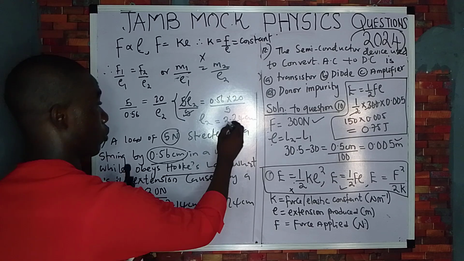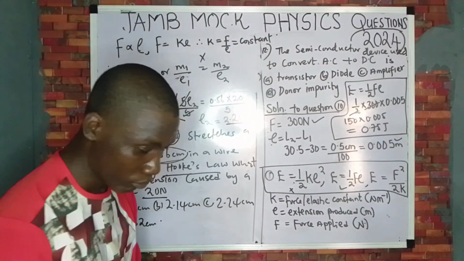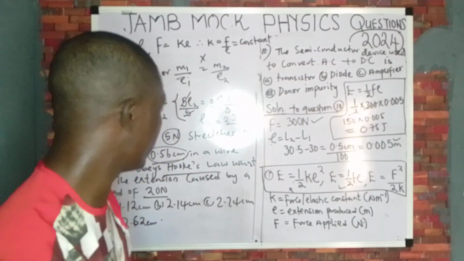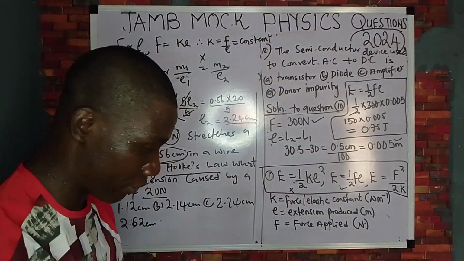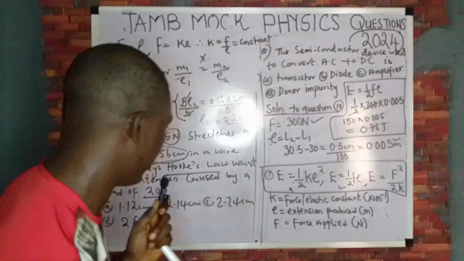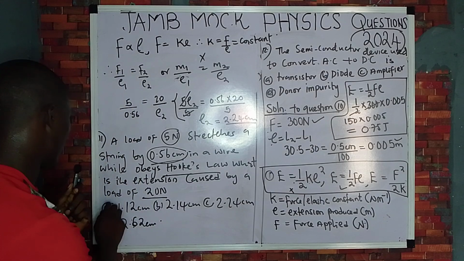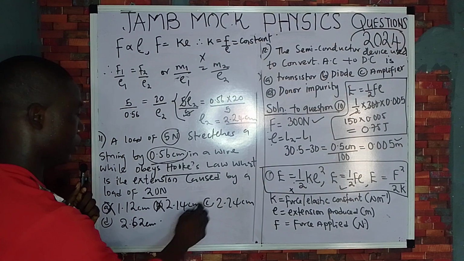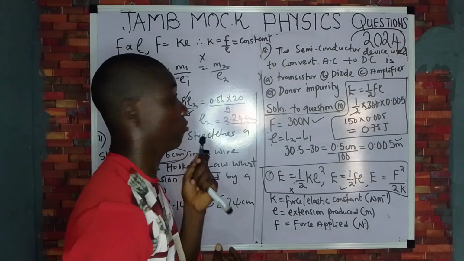I think I am correct, but let me use my calculator to check. 0.56 times 20, divided by 5. Wow, I'm correct. Very, very correct. 2.24 centimeter. So the answer is not A, it's not B. Our answer is C. Wow. Let's quickly go to question number 12.